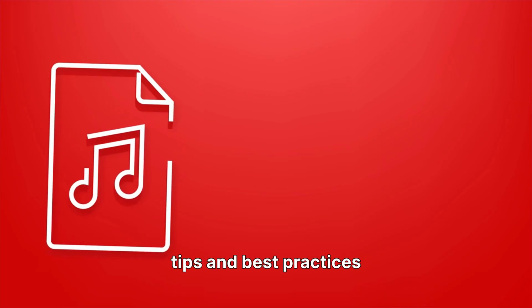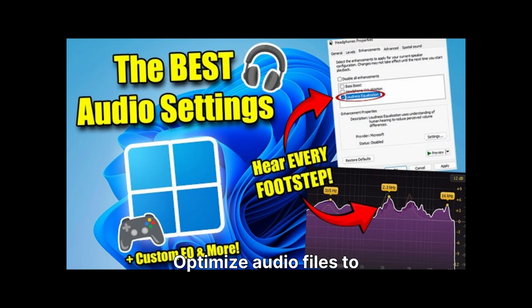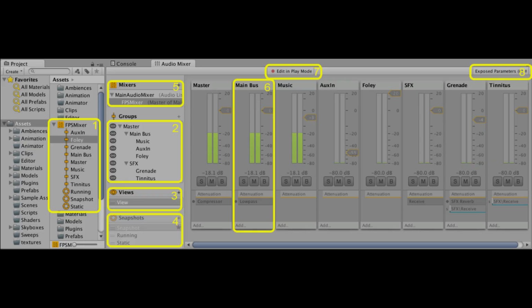Now for some helpful tips and best practices for audio. Always use appropriate audio file formats for different use cases. Optimize audio files to reduce their size and improve game performance. In Unity, utilize audio mixers for better control over sound levels and effects.